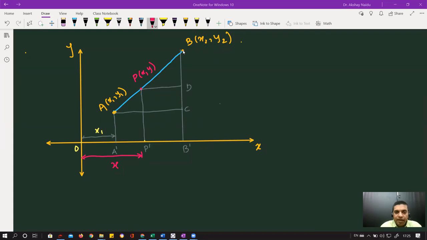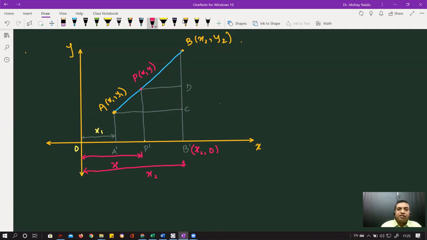Because the coordinate of B is x2, B dash is on a vertical line, so this horizontal distance will be x2. So the coordinates of B dash are x2 comma 0. So this distance is x2.